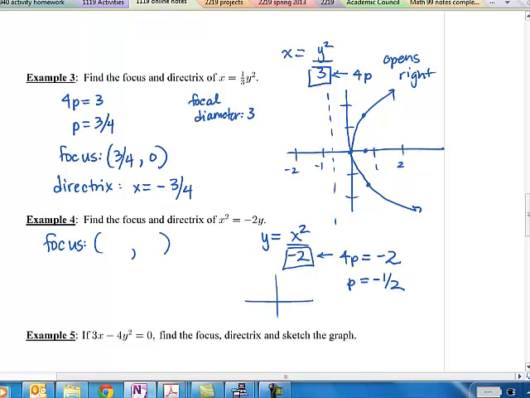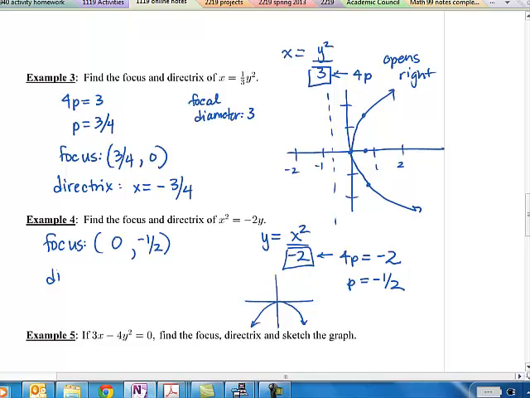We solved this for y. That was the one that was not squared, which means it's going to be opening vertically, and because of the negative, it'll open downward. So that's going to be a negative 1/2 in the y coordinate of the focus, not the x. The x would be 0.